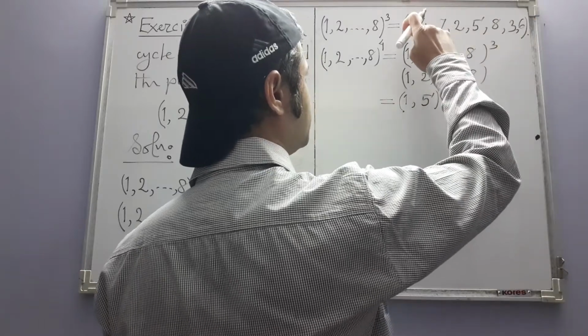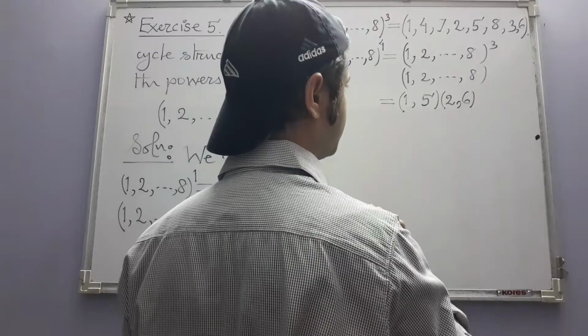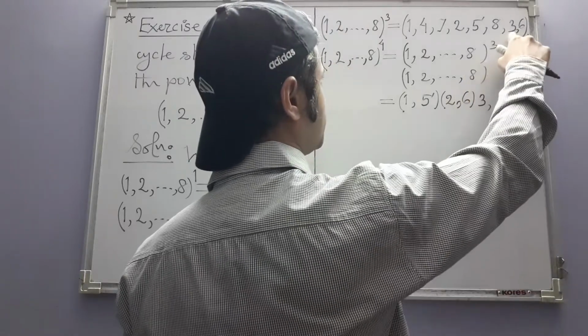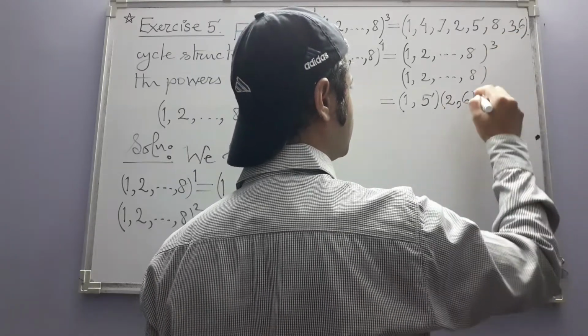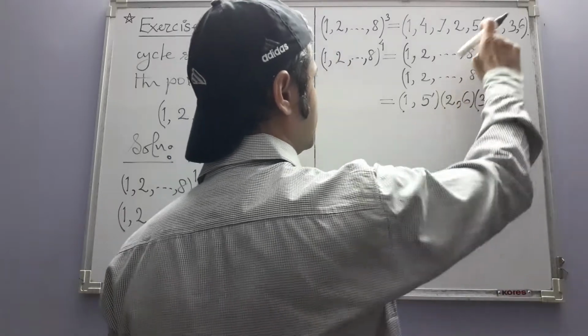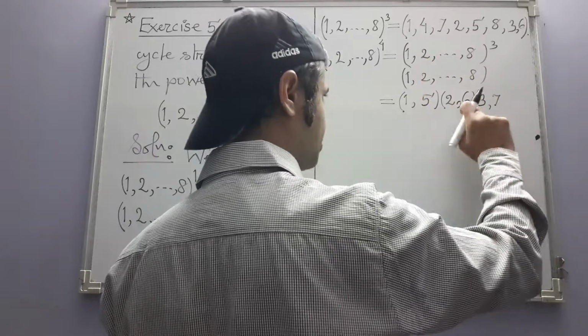6 to 1, 1 to 2. So 6 goes back to 2. Another cycle we have got. Then 3. 3 to 6, 6 to 7. So 3 to 7. This one also will likely be a 2 cycle only. 7 to 2, 2 to 3. So 7 goes back to 3.